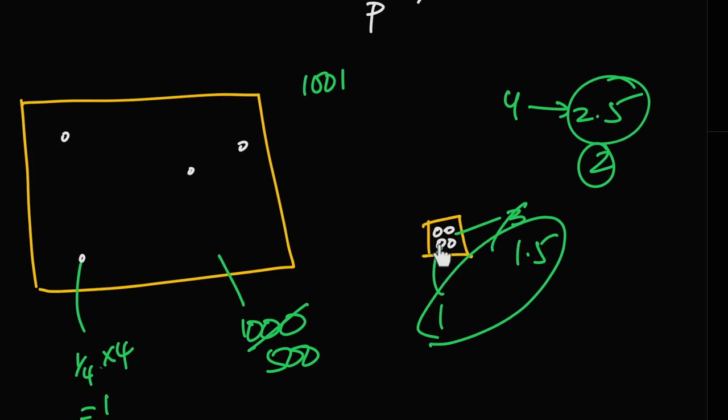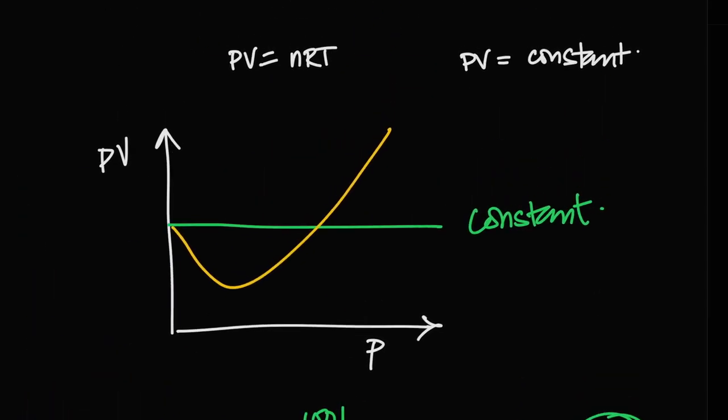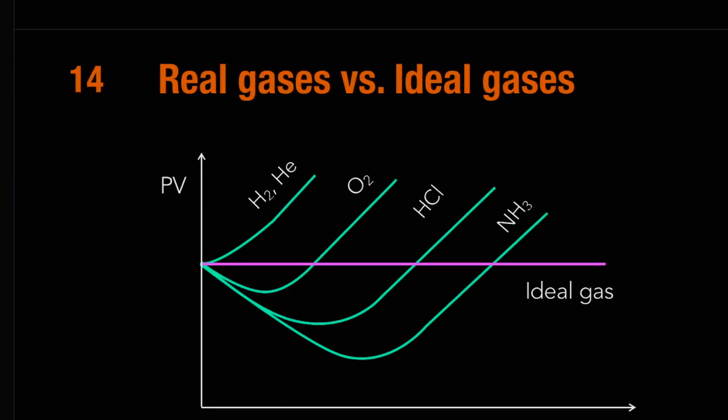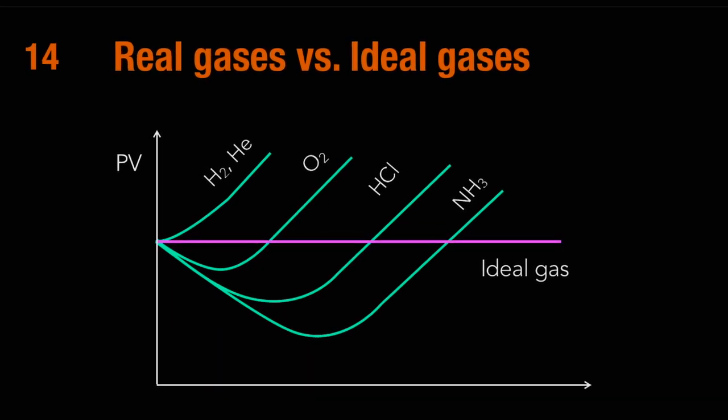Now, this is a lot of explanation. You do not have to recreate this explanation. What you just need to know is that there is something known as negative deviation and positive deviation. Negative deviation happens because of intermolecular forces, and positive deviation happens because of the volume of molecules no longer being negligible. And the stronger the intermolecular force, the greater the negative deviation. Which is why in your slide number 14, this is what you have. What I explained to you right now is all in slides 14 and 15 in text form.